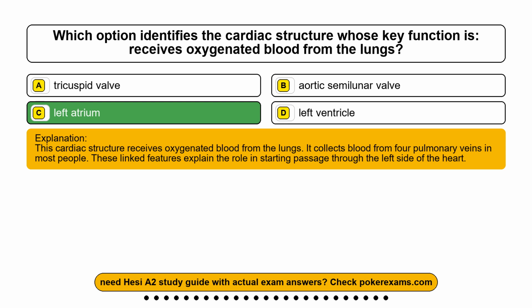This cardiac structure receives oxygenated blood from the lungs. It collects blood from 4 pulmonary veins in most people. These linked features explain the role in starting passage through the left side of the heart.